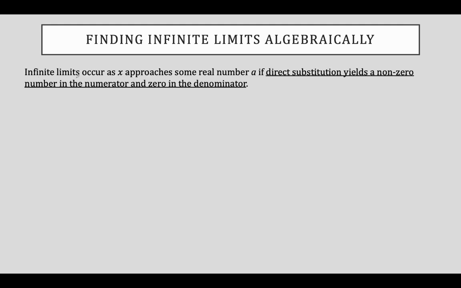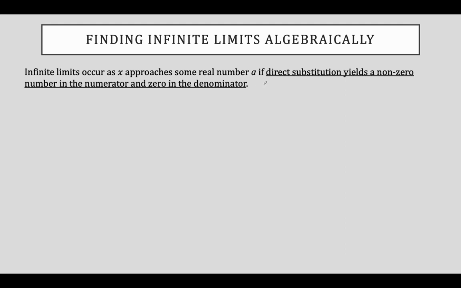Infinite limits occur as x approaches some real number a if direct substitution yields a non-zero number in the numerator and 0 in the denominator. So we're going to have some sort of fraction, and direct substitution gives us a non-zero number in the numerator and a 0 in the denominator. Now, why does this give us positive or negative infinity?